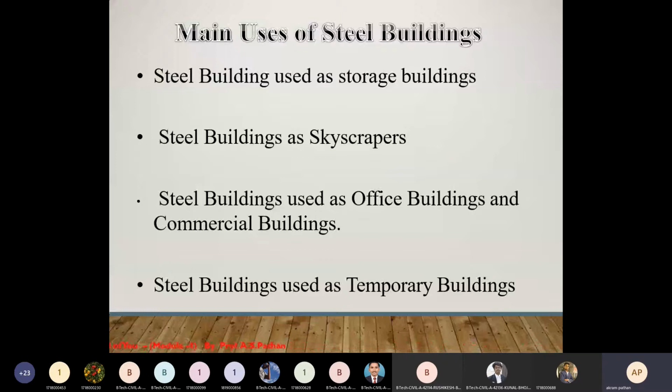I will share with you at the end of this lecture all the real site problems where the steel building is constructed. Steel building is used as an office building and a commercial building also. Another main use of steel building is as temporary buildings. While constructing a dam, we need temporary structures known as the coffer dam. The coffer dam is also constructed with the help of steel. So these are the areas where we can use steel.